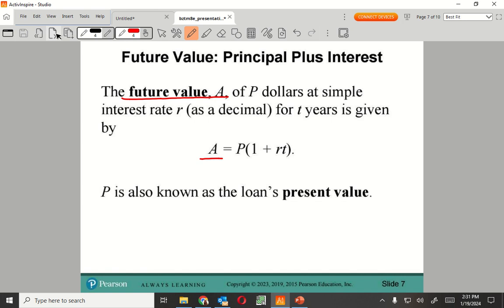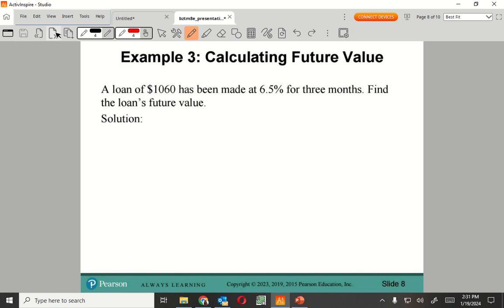Okay, so let's go through and do this. A loan of 1060 has been made at 6.5% for 3 months. Find the loan's future value. So my principal, I'm looking for the future value, A. My principal is 1060, right? 1060 parentheses. Now from my formula, it goes 1 plus, what's my rate? 0.065.